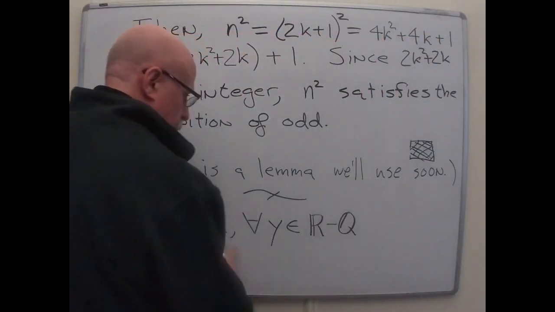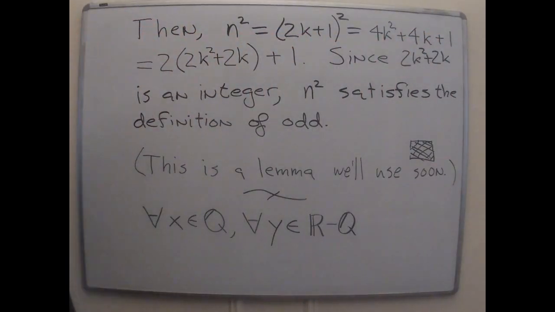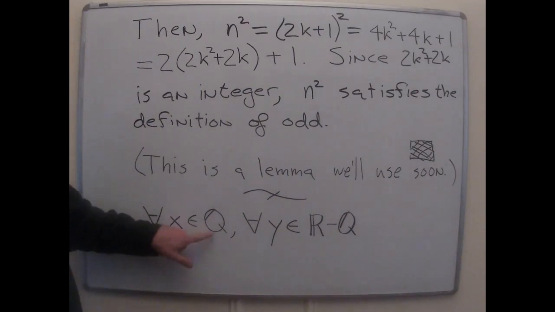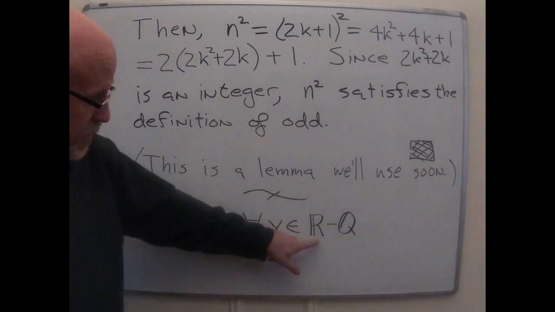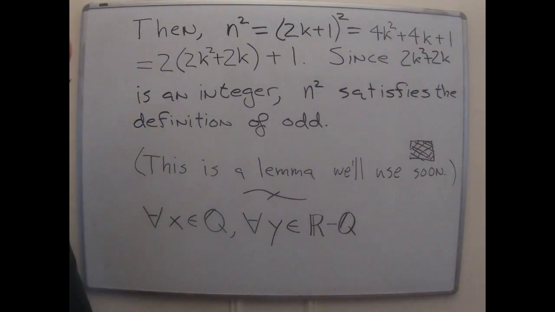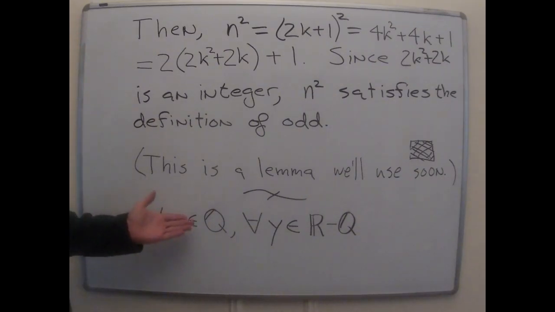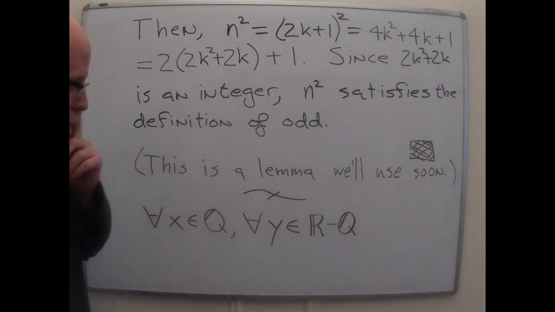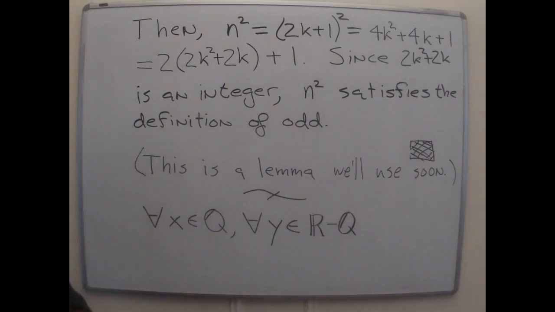These guys are rational. This is the opposite of rational. The easiest way to say it is that x here, and the set that it's a member of, are all the things that you can write as fractions. And y, and the set that it's from, is all the things that you can't write as fractions. So if I were saying this in words, it would be for every rational number and every irrational number, x and y respectively, well, what's the result going to be?